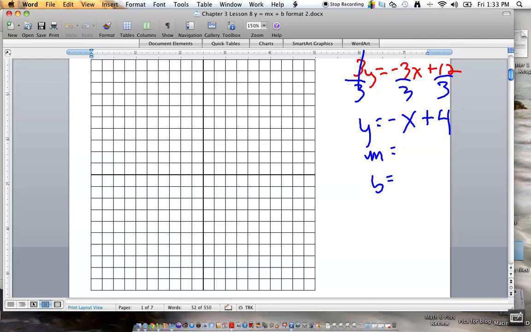Negative 1 over 1. And what's the y-intercept? Positive 4. 1, 2, 3, 4. Down 1 over 1. Down 1 over 1. What would be your question?